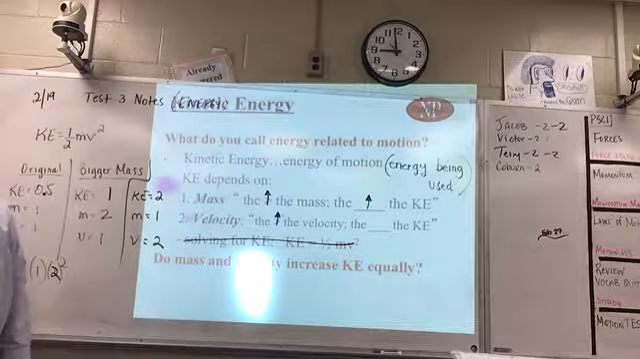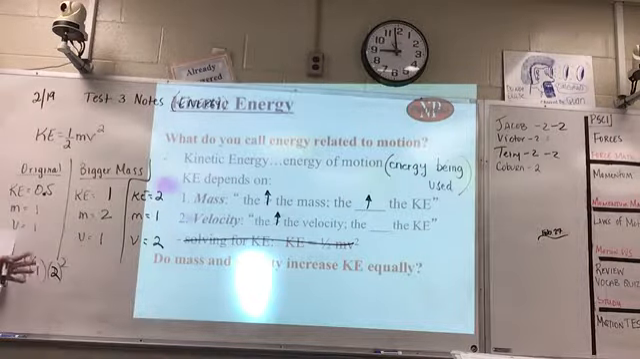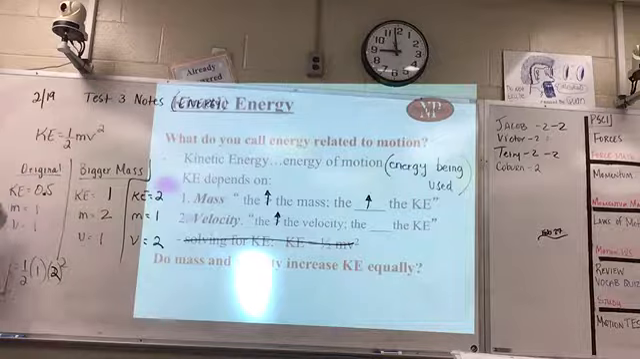Are we good? Are we kind of familiar with the formula now? Right? Because again, M stands for what? Mass. And mass is measured in what?